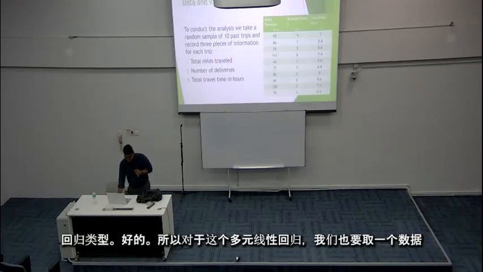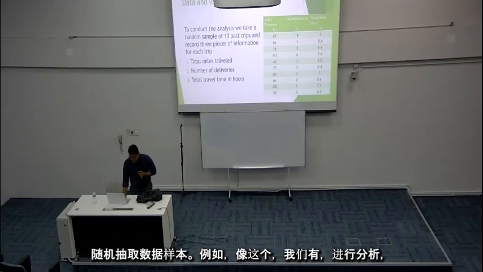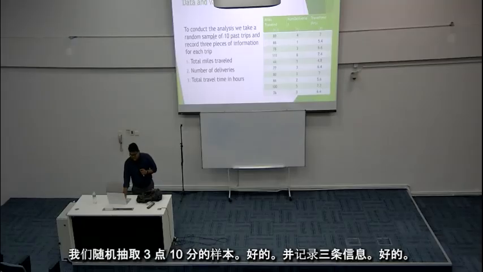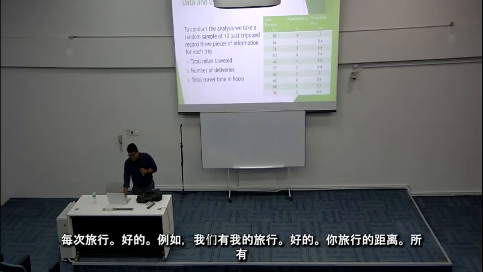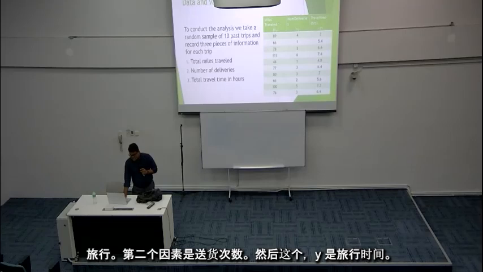For this multiple linear regression also, we take a random sample of the data. To conduct the analysis, we take a random sample of 10 past trips and record 3 pieces of information for each trip. For example, we have miles traveled, the distance you travel. The number of deliveries will be the second factor. The first factor is the distance traveled, the second factor is the number of deliveries, and y is the travel time.